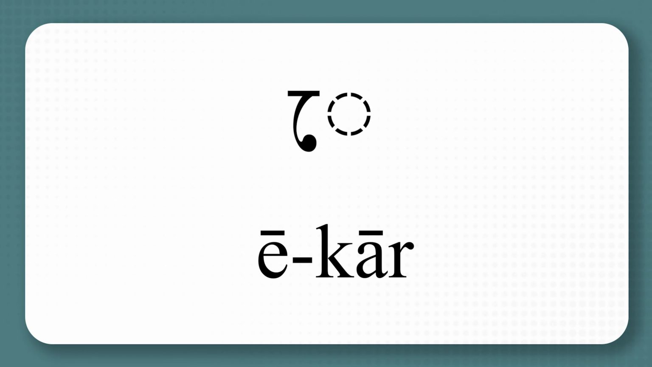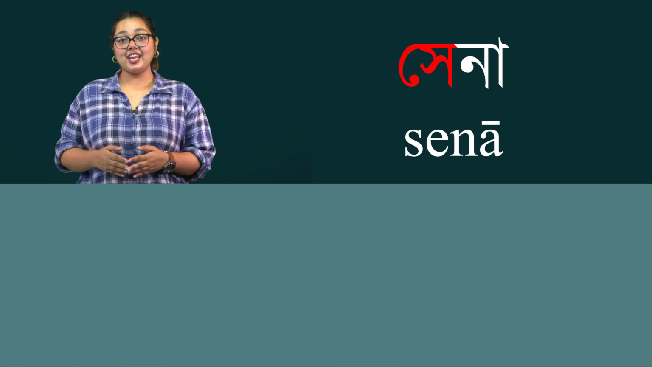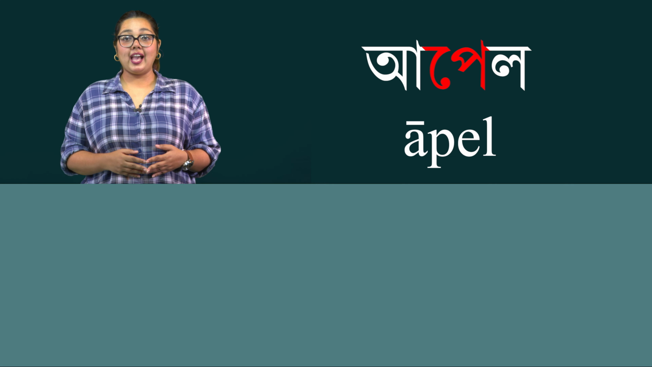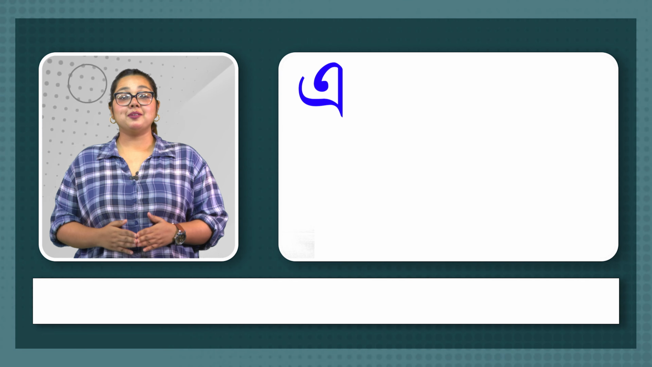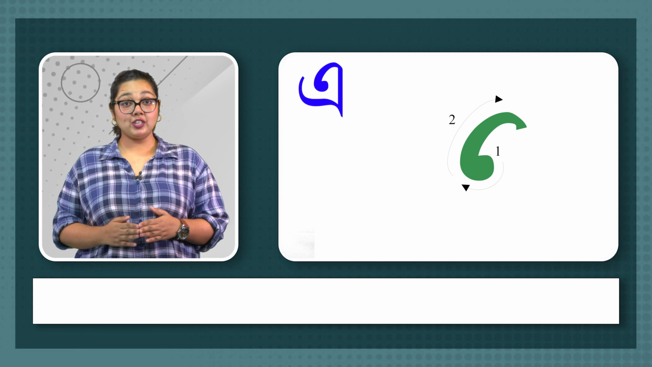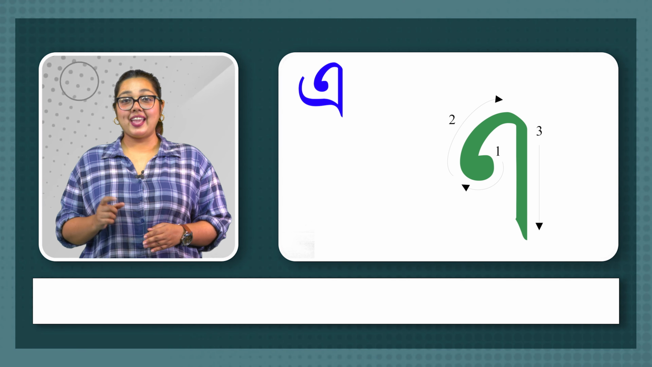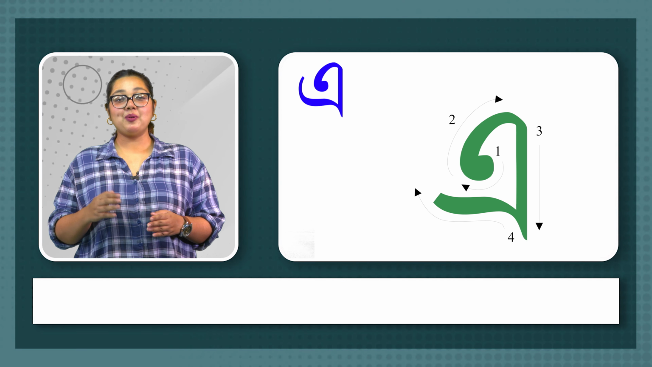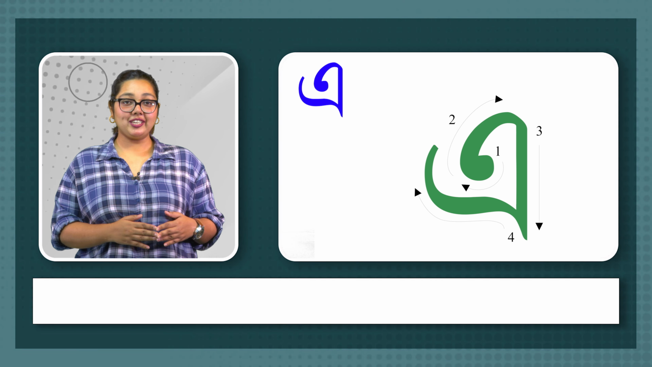However, according to Bangla orthography, as a diacritic marker, ekar, it can appear word initially, such as in Shena, which means army, and word medially, as in apel, as in apple. Ekar is always attached to the left of a consonant. Now, let's try to write this Bangla letter A. First, we will start here with a clockwise loop, and then we will go like this and end it with a wave-like pattern. You have now successfully written the Bengali letter A.